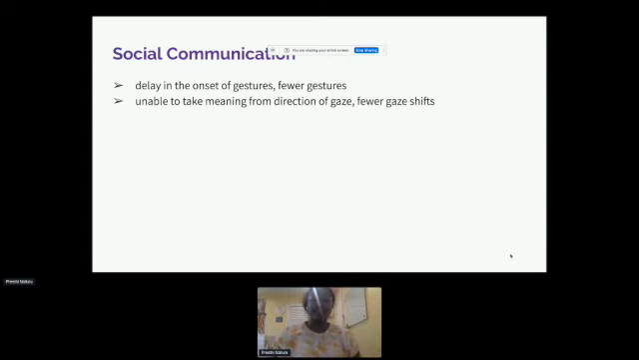So when children with autism show a delay in the onset of gestures, it comes with a delay in the onset of language, like I mentioned on the previous slide. They show fewer gestures. They're also unable to take meaning from the direction of gaze, and they show fewer gaze shifts. During play, they show fewer gaze shifts between the person and the object, and reduced gaze shifts towards the person.